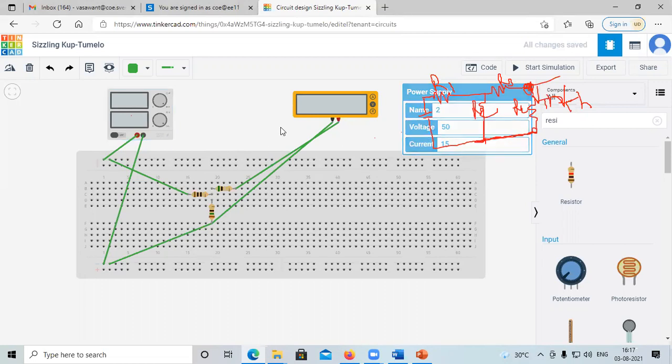Okay, so because our current is greater than 10 ampere.